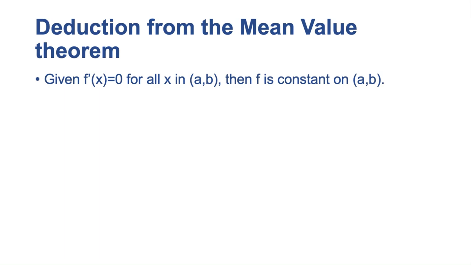So this is basically that constant rule that we talked about a while ago, and it says that if I have a constant function like that, and it doesn't matter how high it is off the x-axis or how low it is, it's always going to have a slope of 0. F is a constant on AB if the derivative is 0. So that is what one of the deductions is from the mean value theorem.